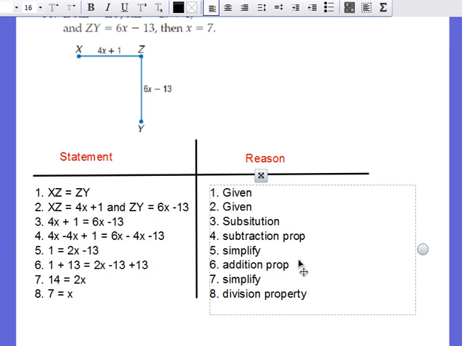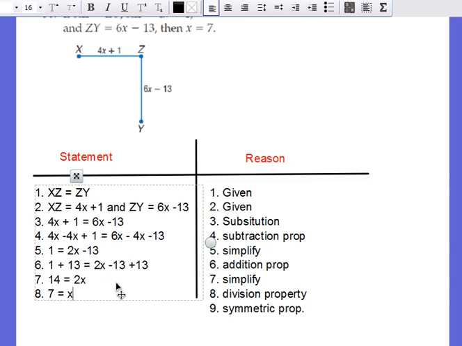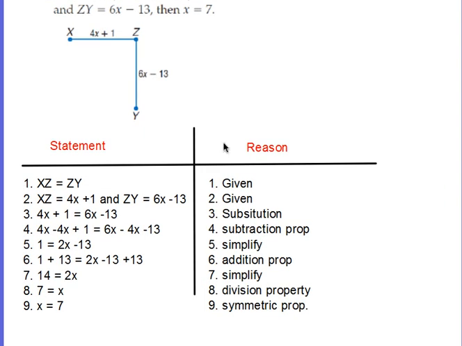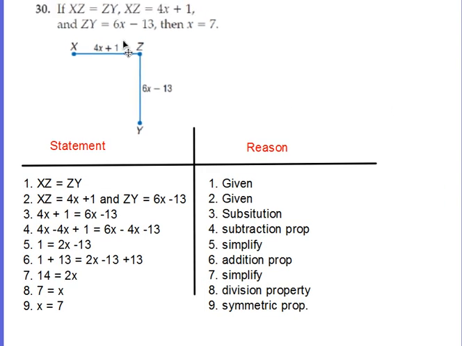If we want to, we can just put here symmetric property. The reason I'm putting symmetric property is because I don't like the way 7 equals x looks. So I'm going to write, if 7 equals x, then that should be the same thing as x equals 7, which is the property of symmetry. And there you go. That's it. That's problem number 30. So try to do 31 on your own.